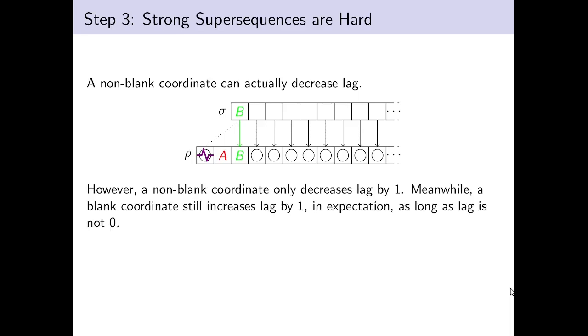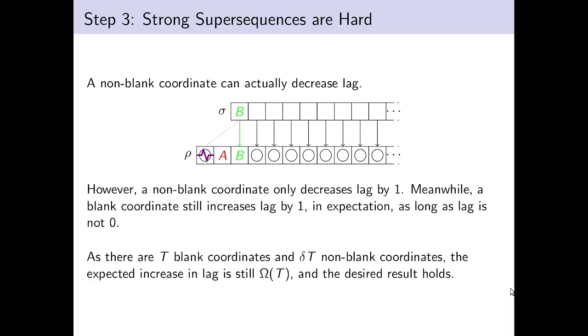And at the same time, meanwhile, we also have that as long as the lag isn't 0, when we get to one of our blanks, that blank coordinate still increases the lag by 1 in expectation. And so what we actually get is that as long as the lag never hits 0, then we have t blank coordinates, which will increase the lag by 1 in expectation each, and delta t non-blank coordinates, which decrease the lag by at most 1. So in expectation, our increase in lag is still omega t. So by the time we get near the end of sigma, we're already past the end of sigma prime, and we have the result we want. So this is how we prove it.